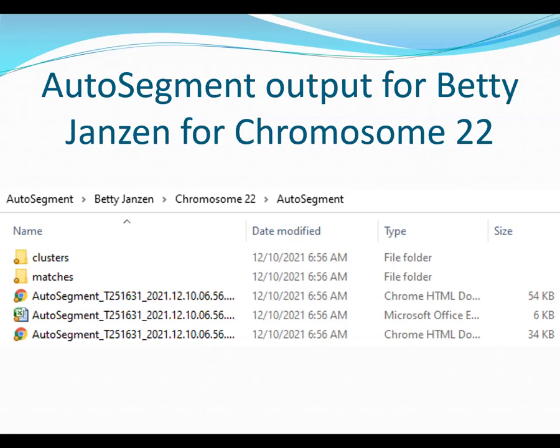These are HTML files. If you see that little Chrome logo there, you can click on that and that will give you an HTML file that includes your auto cluster analysis. And each of those files has additional information in it. You'll have to open those up and review them.